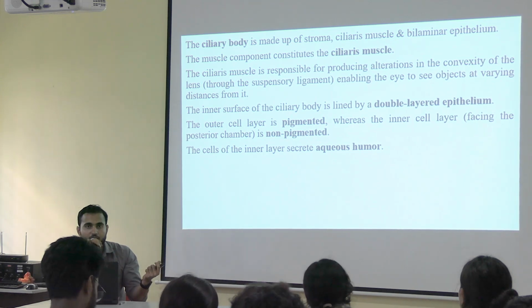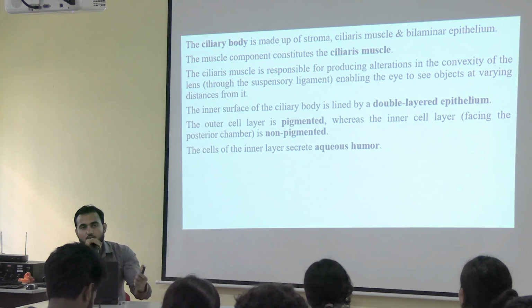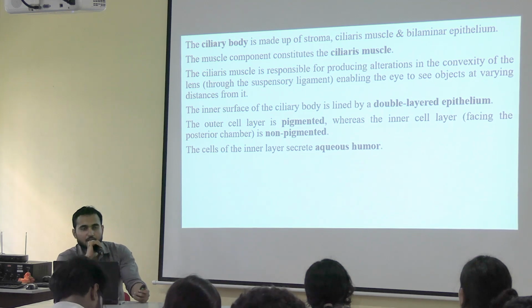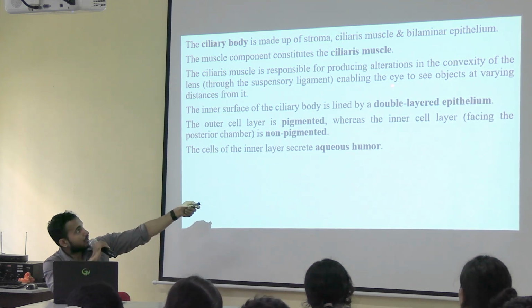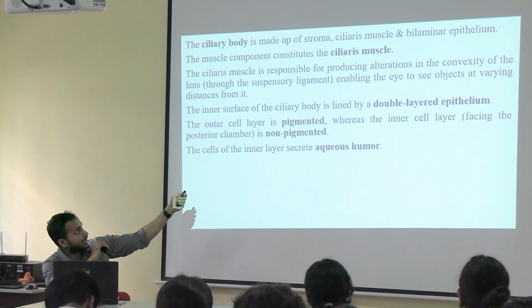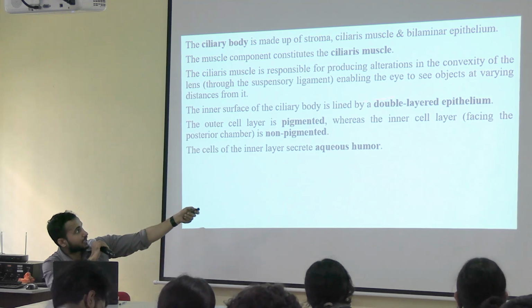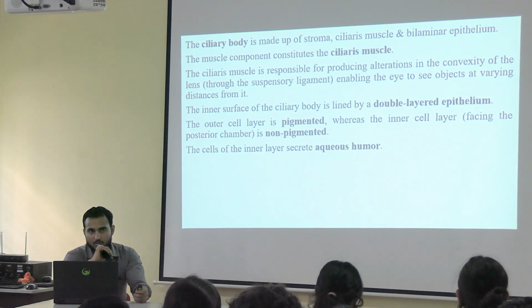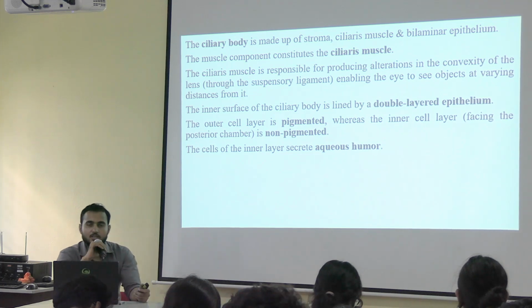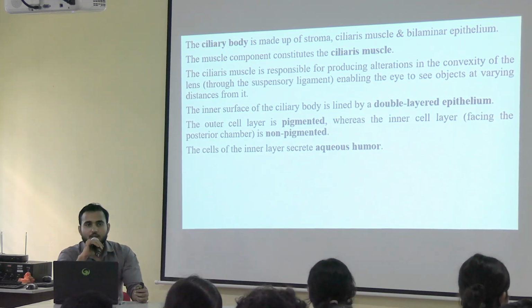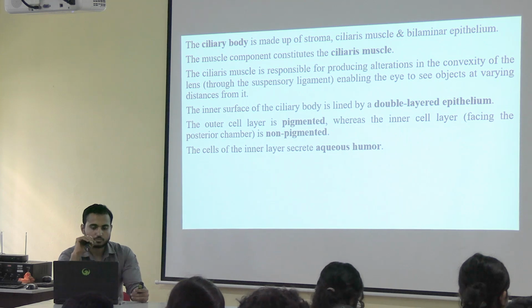The ciliary muscle, the group of muscle, its active contraction will alter the convexity of the lens, which helps to see the object at varying distances. Along with that, as I said, it also helps in aqueous humor drainage.